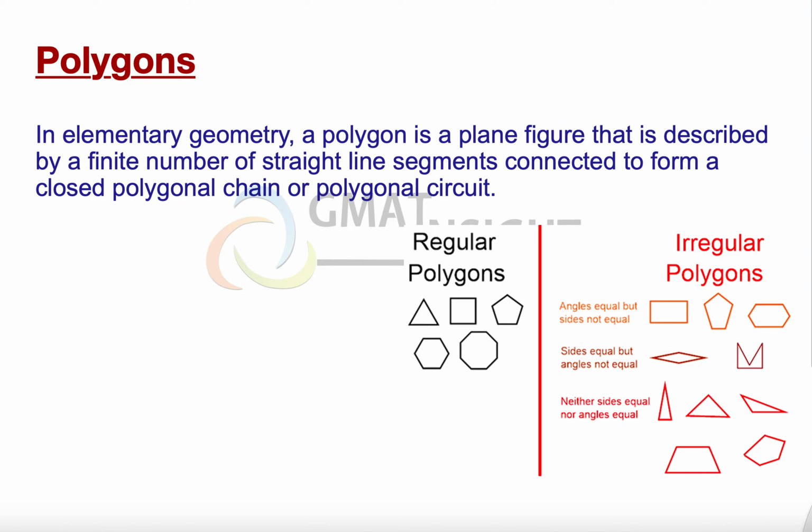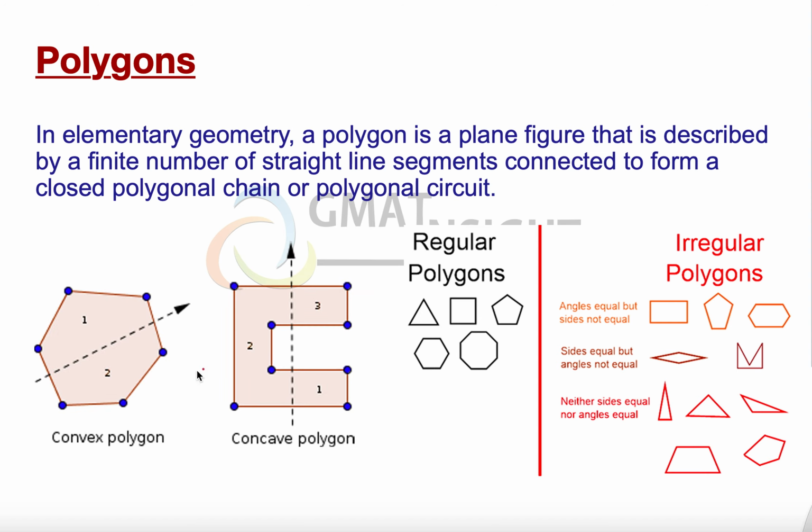Another way to classify polygons is depending upon the measure of their angles. So we can also call the polygons in two categories. One is called the convex polygon and the second is called the concave polygon. A convex polygon is simply a polygon in which all the interior angles, basically the angles between two adjacent sides inside the polygon, are less than 180 degrees. Then we call the polygon a convex polygon.